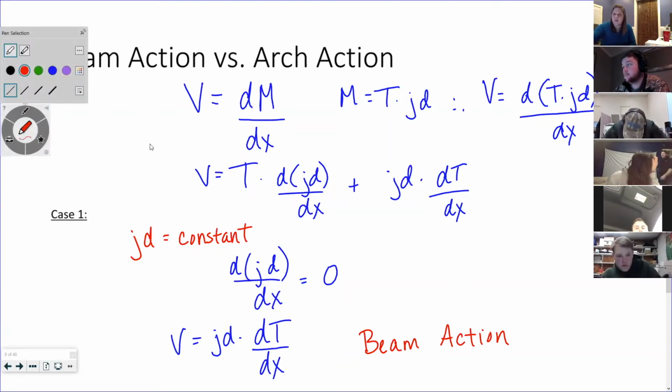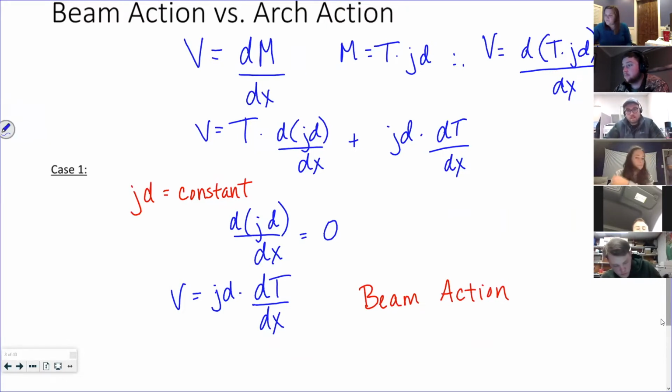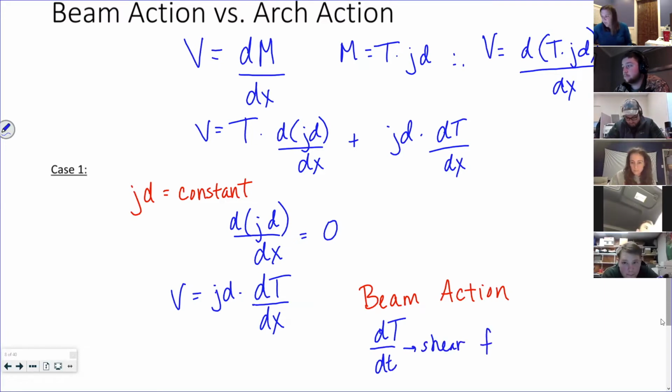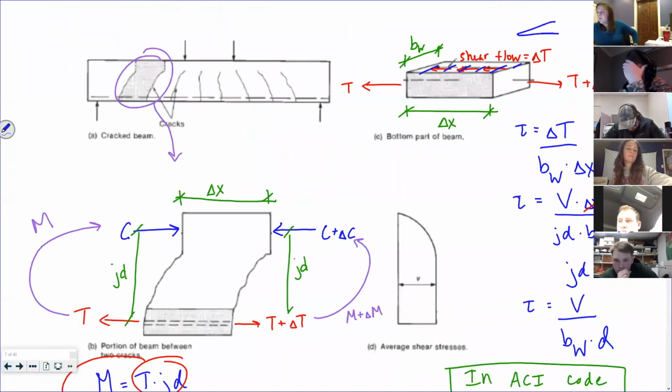Your shear flow is that. Your change in your tensile force is just that flow across that horizontal plane that we showed right here.